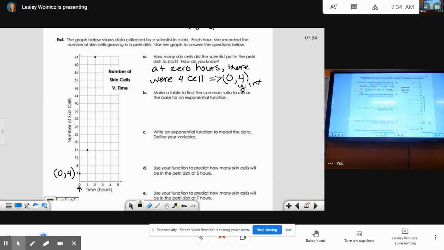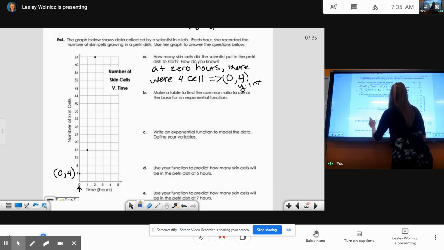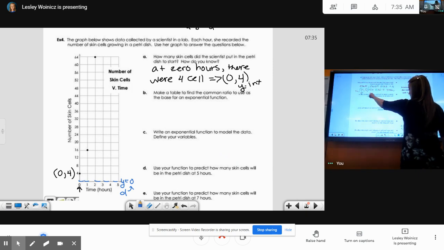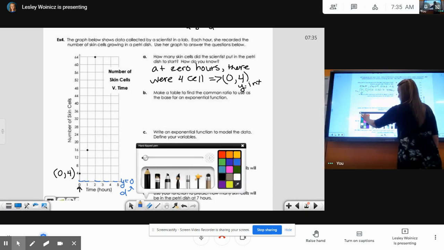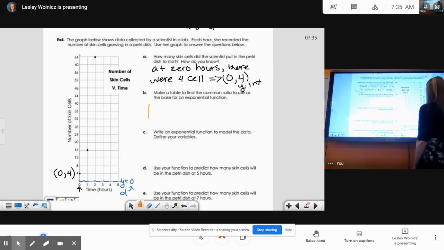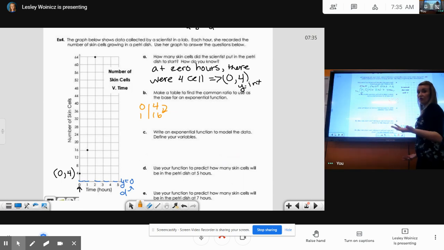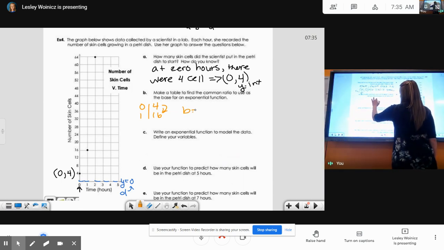Okay, let's look at the horizontal asymptote real quick. This is the equation y equals 0. So that means that our d is going to be 0. So we already have d. Now we're going to make a table to find the common ratio to use as our base. So I've got the point 0, 4, and I've got the point 1, 16. To go from 4 to 16, I have to multiply by 4. So my base is 4.